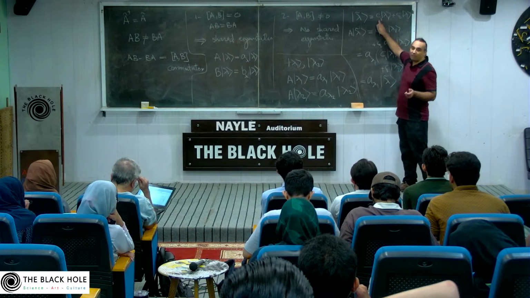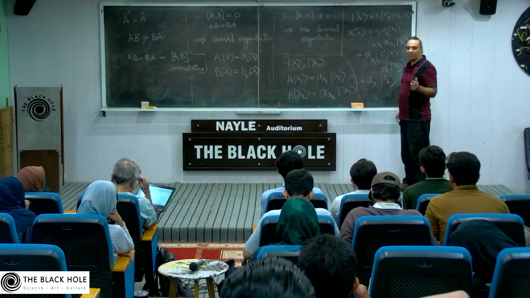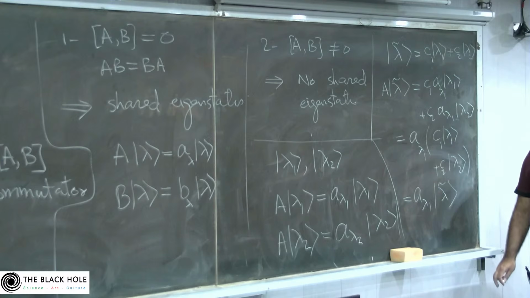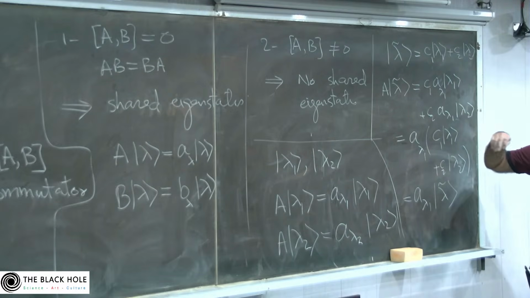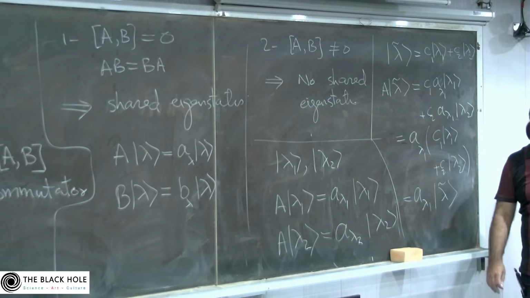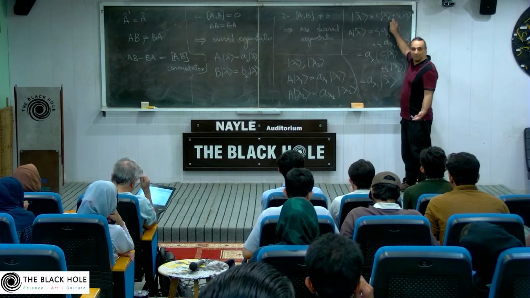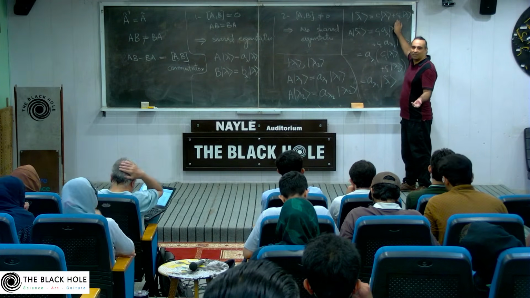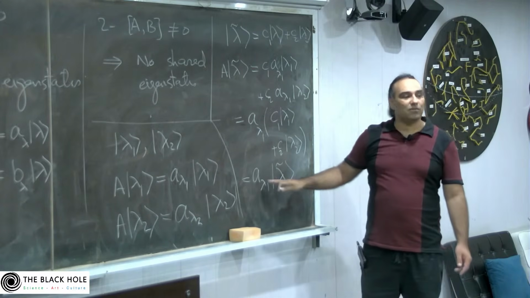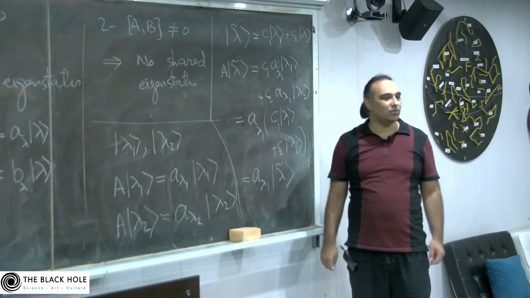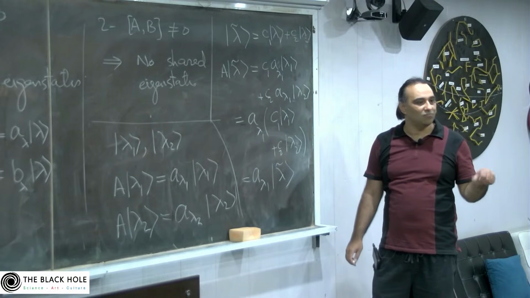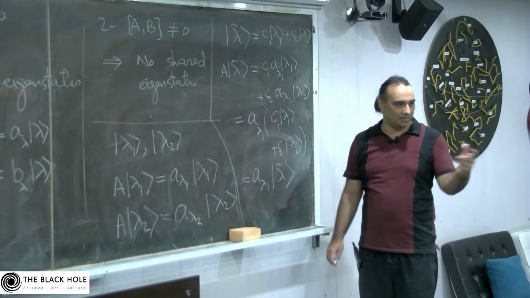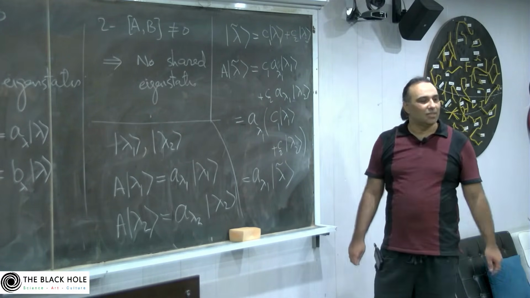And now we haven't fixed this C1 and C2. It's not for a specific combination. It's for any arbitrary combination of these two. So as long as you are within this degenerate subspace, making a superposition of degenerate states, your resultant state will also be an eigenstate. So in the degenerate subspace, you can make any linear combination and that would be an eigenstate.